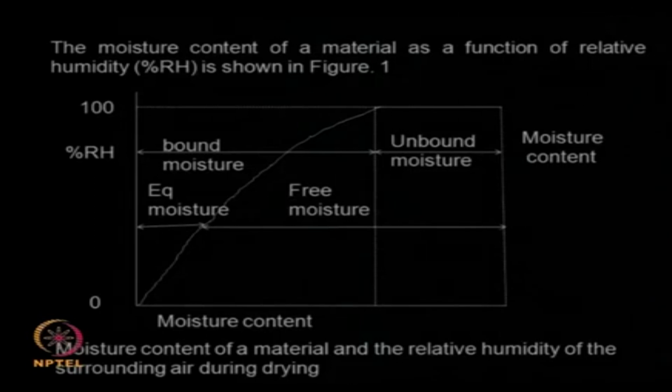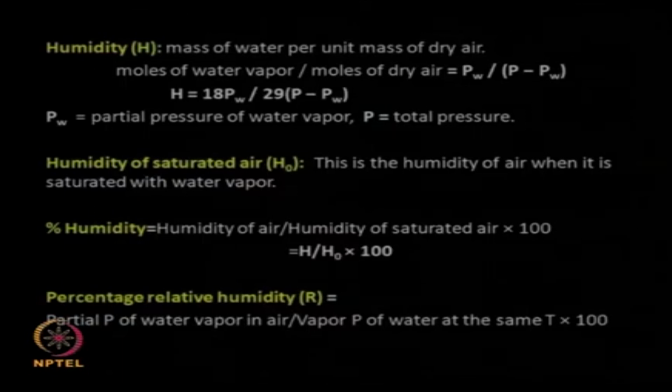Now the moisture content in the solid, as I mentioned, depends upon the relative humidity of the air that is surrounding that solid. As you can see, if the relative humidity keeps coming down, the equilibrium moisture content in the solid also will come down. If the relative humidity is very high, the equilibrium moisture content in the solid will also be very high. Now there are certain simple relationships which connect the humidity, relative humidity and saturation of moisture in air.